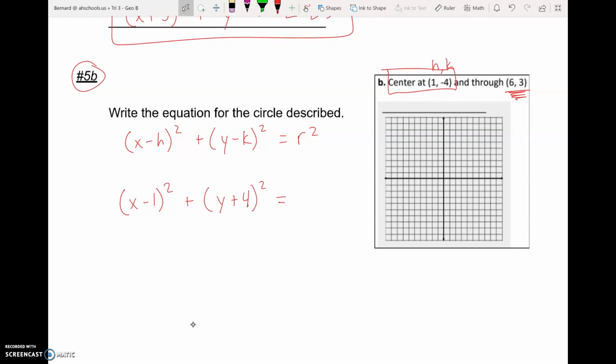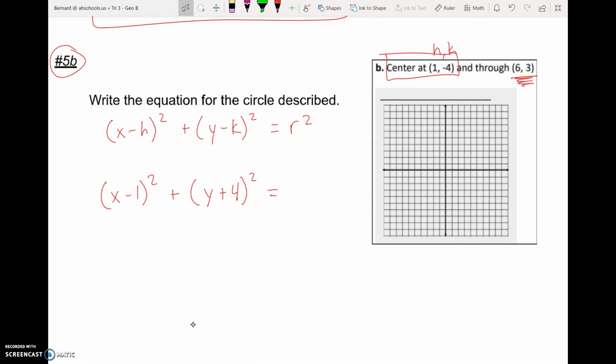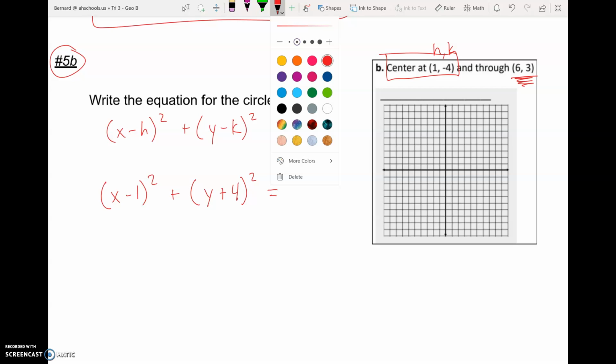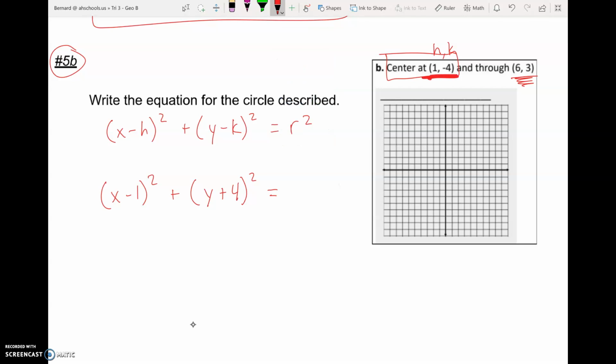And we're going to do that visually, at least to start, and then we'll do it algebraically after that. And so what we should do is, let's put our center on this graph. 1, negative 4 means right 1, down 4. It's right there. And then it's going through the point 6, 3. So right 6, up 3. And so that's where it's going through.